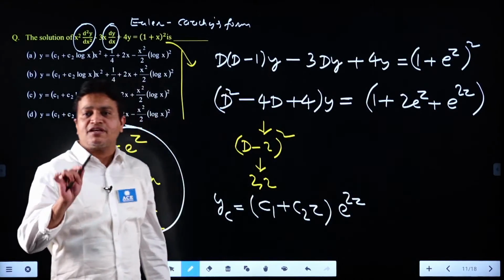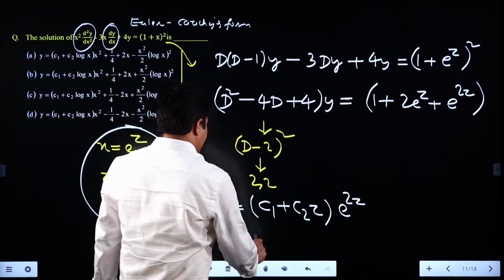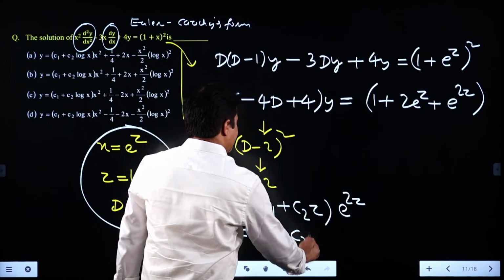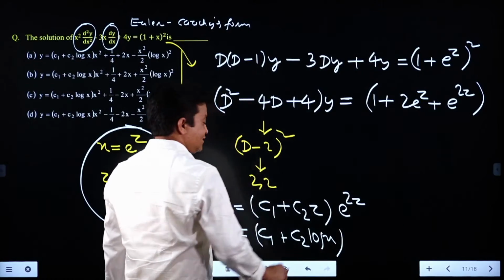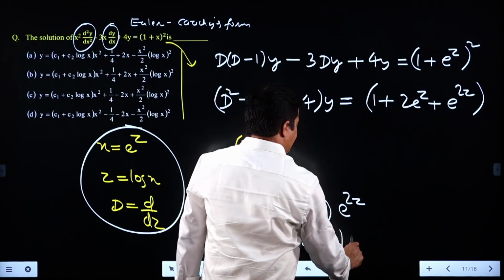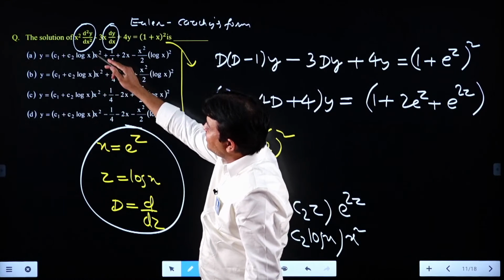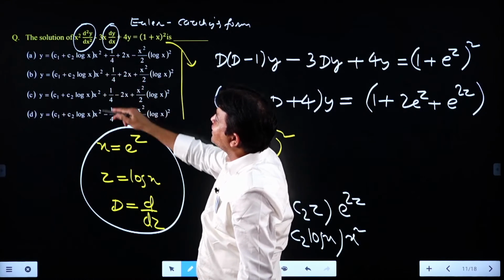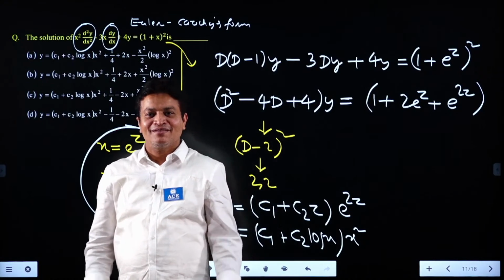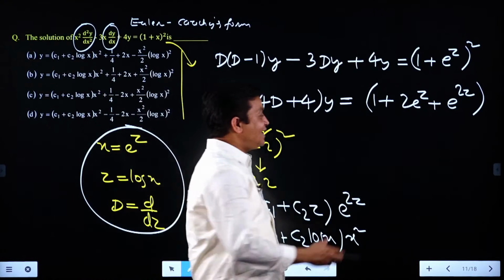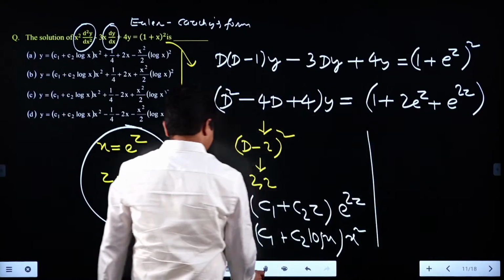First we write in terms of z. Then later you change. Z is log x: c1 plus c2 log x. E power z means x, so e power z whole square is x square. You see the options? In every option c1 plus c2 log x, x square is there. So that is common. Then the yp part is important.